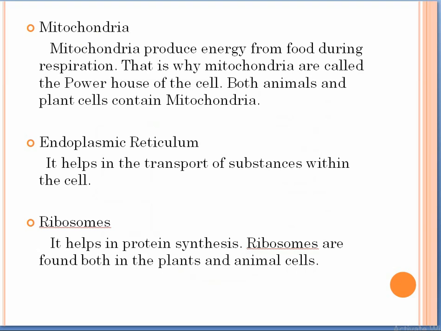Then let us start with the mitochondria. Mitochondria produce energy from food during respiration. Mitochondria are known as the powerhouse of the cell. Whatever activity the cell is to perform, it gets energy from the mitochondria in the form of ATP, adenosine triphosphate. Both animal and plant cells contain mitochondria. That is why mitochondria are known as the powerhouse of the cell.